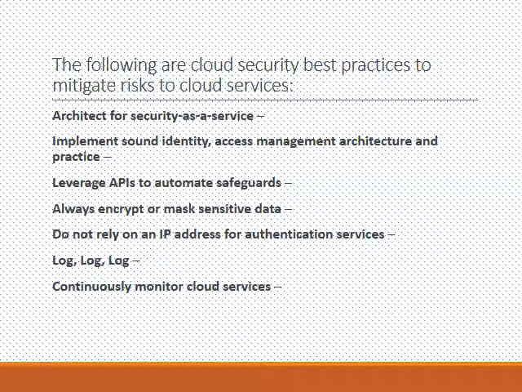Next one, leverage APIs to automate safeguards. Any new security service should be deployed with an API with the help of a REST or SOAP architecture to enable automation. Usually APIs can help automate firewall policies and access control at the time of application development. This can be implemented using open source tools such as Puppet. So there are many that are provided by the cloud service provider.